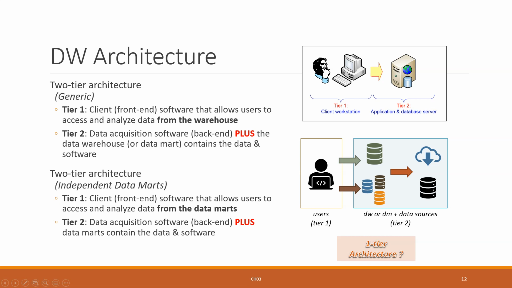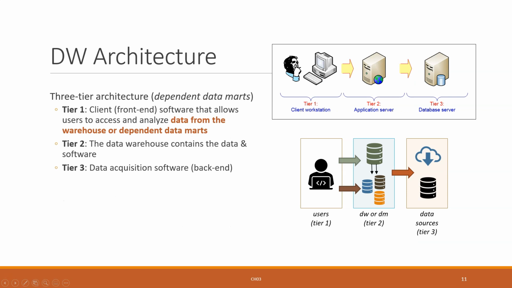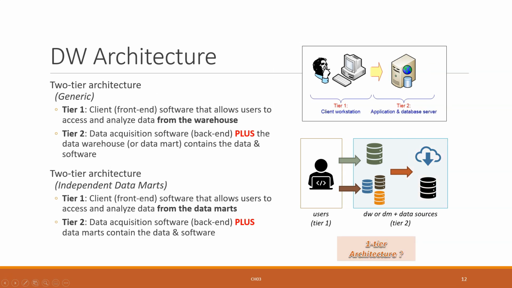And they're usually not enterprise-wide. Right? So it's important to know all three of these architectures. So we have a 3-tier architecture. Then we have two-tier architectures. And the difference between these two tiers is that in one, the user is connecting to the data warehouse that is connecting to the data sources. And in the other, the user is connecting to data marts that are connecting to data sources.